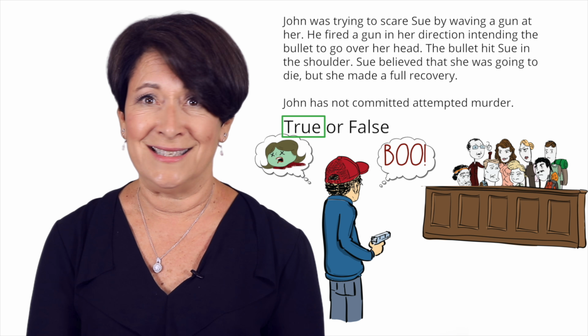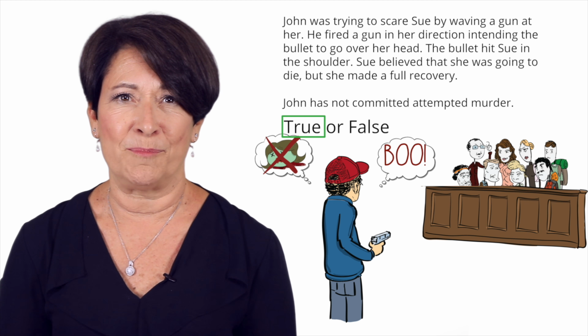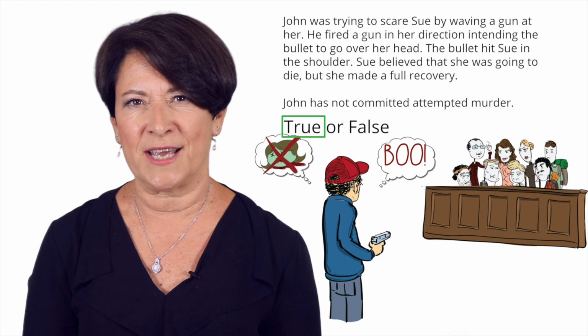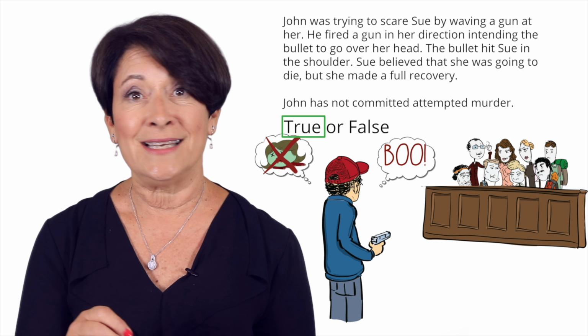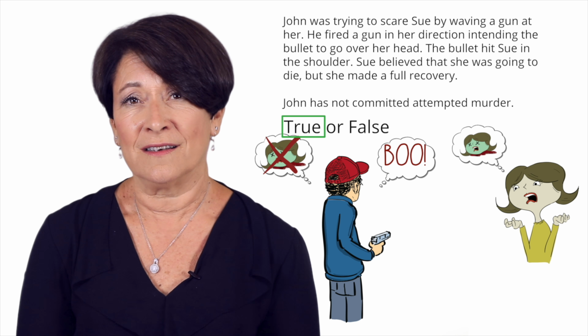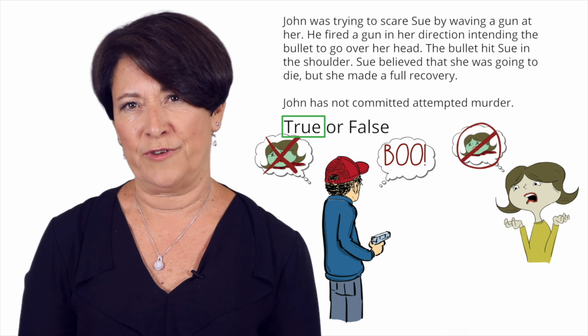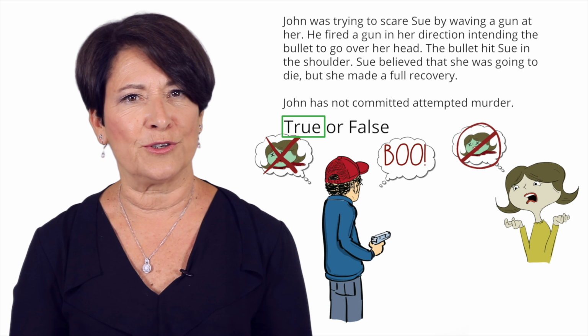So if John didn't intend to kill, then it can't be attempted murder. And that's really the importance of requiring a specific intent to commit the crime. It doesn't matter that Sue was frightened. Of course she was frightened. She was shot at. But her feelings are not relevant here if John didn't have the mental state.